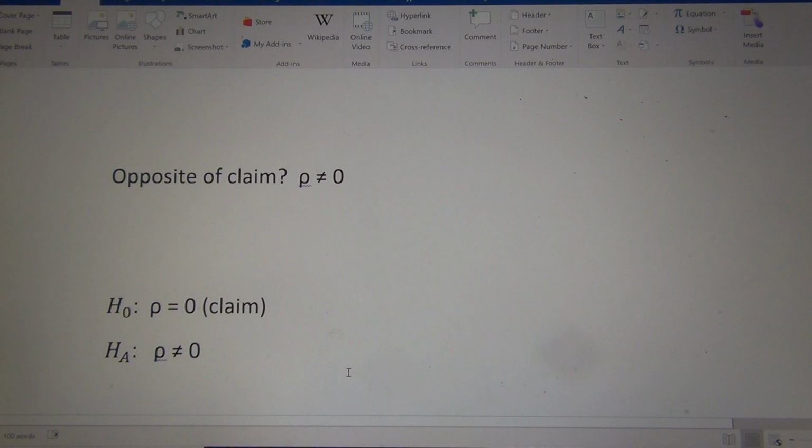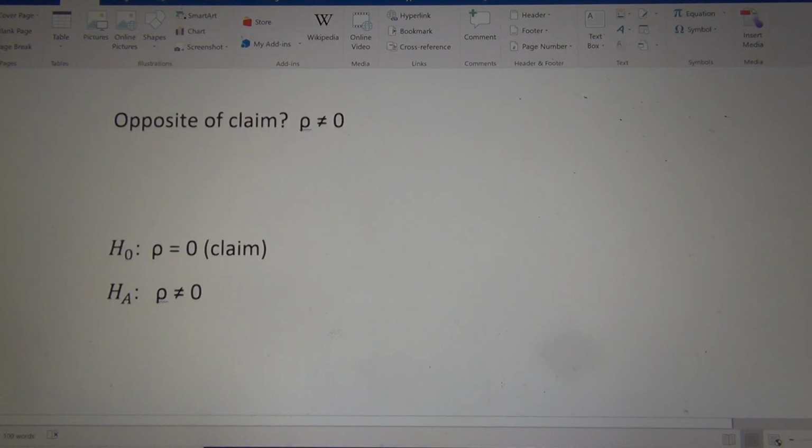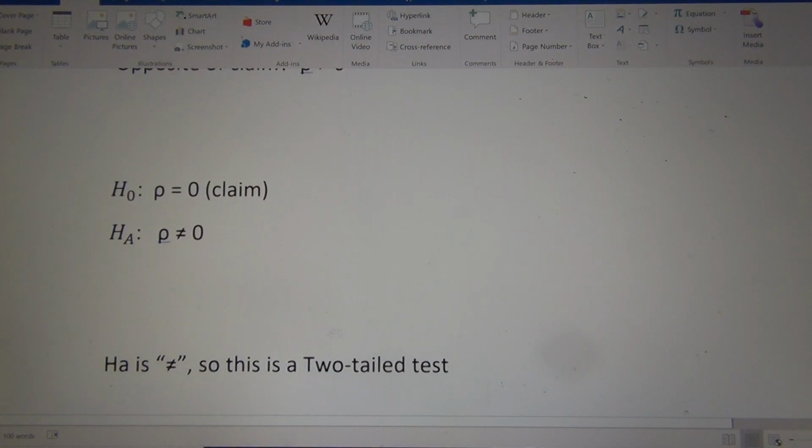Now, what test is this? Again, HA's symbol decides the test. Since HA is a not equal, we learned that not equal is a two-tailed test. So this would be a two-tailed test. And that's what our solution would look like.